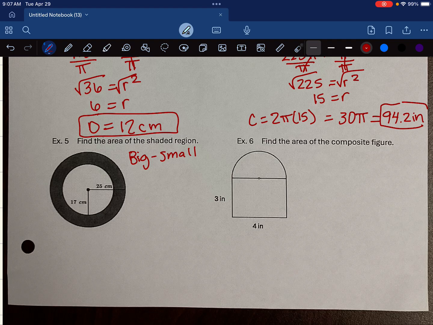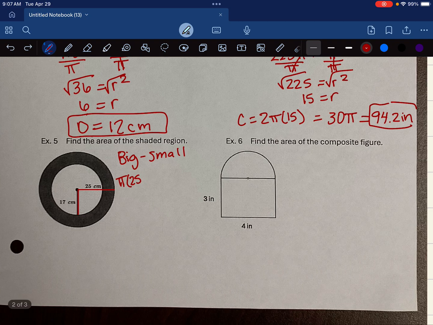Now, it is kind of hard to see on here. I'm going to draw this in. The 25 goes all the way across. 17 goes across the small circle. Okay, so it does give us the radius of both the big circle and the small, right? So all I have to do for the big circle is pi times 25 squared. I'm going to write that. And then I'm going to subtract pi times 17 squared.